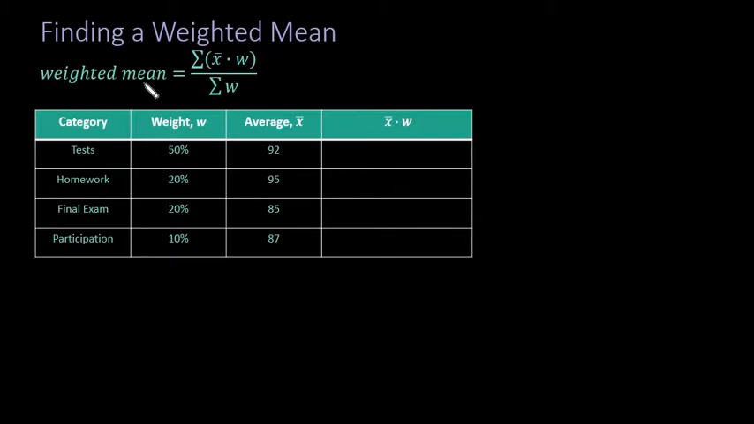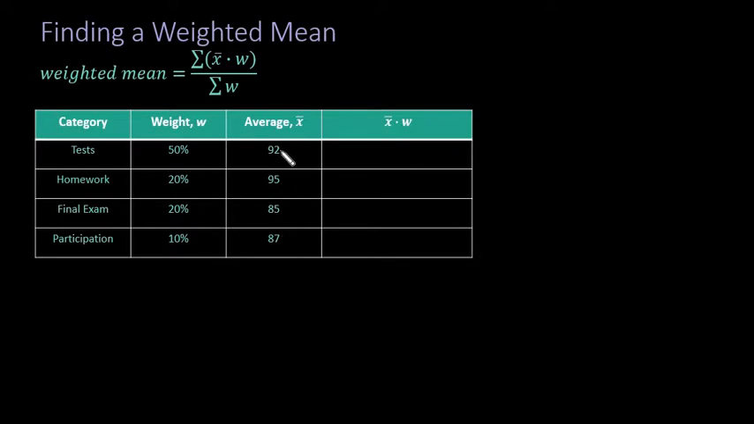Hi! Today for this video we are going to find a weighted mean. This is something that is often used in a classroom setting, and it's important to understand how to find a weighted mean. For the situation that I have here, we have 4 different categories: tests, homework, the final exam, and the participation grade. I also have listed the average for each of those 4 categories.